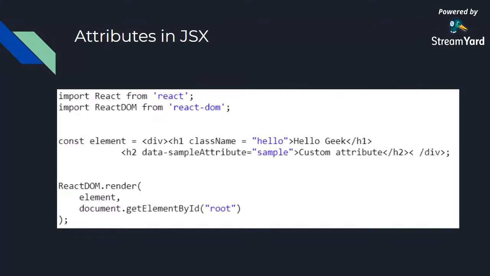So this sample attribute is a custom attribute that we created for our development purposes. It is not registered in HTML. It is not registered in JSX. It is solely created for our development purposes so that we can get the data of that particular attribute from the element. So whenever you want to create a custom attribute in JSX, you need to prefix it with data-. So data-sample-attribute equals whatever you want to put as a value, and you can get that value in JavaScript as normal.